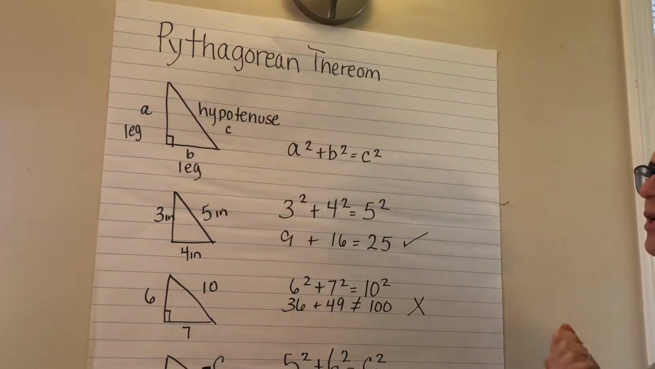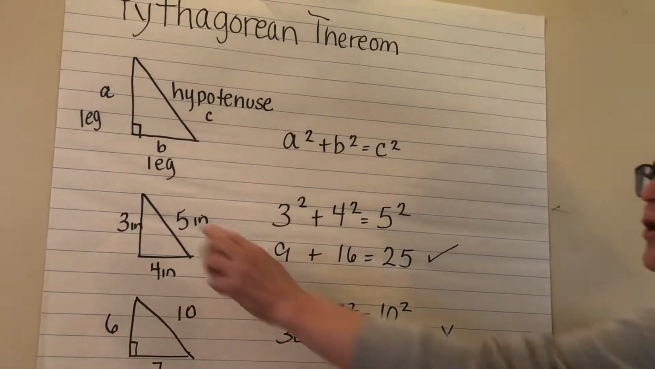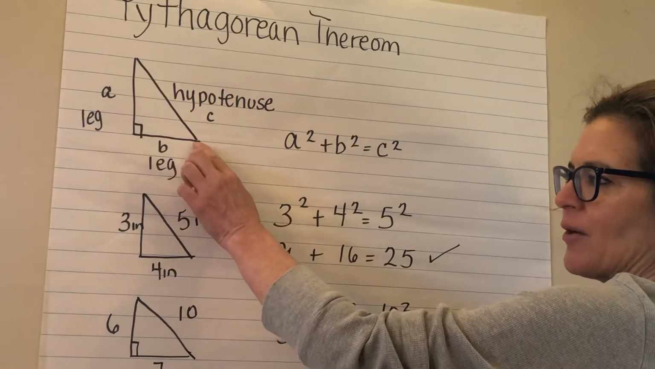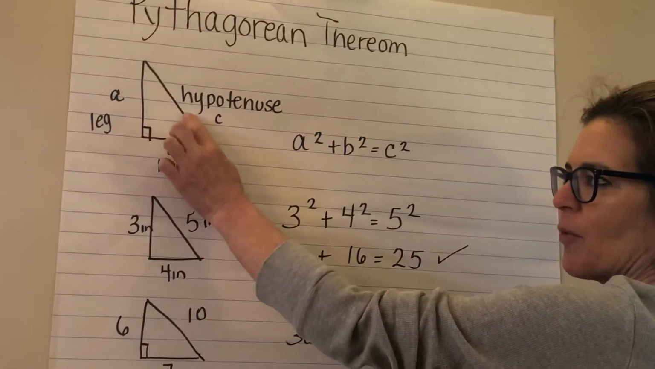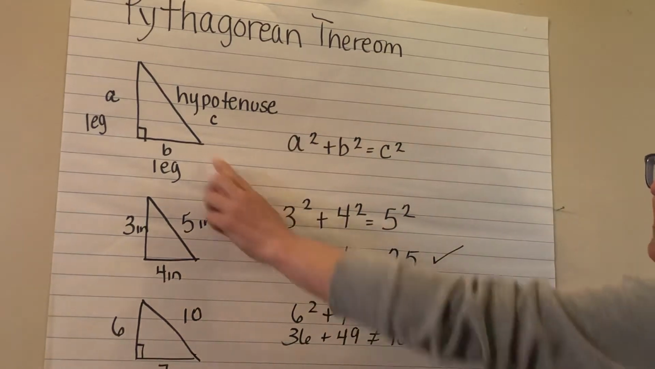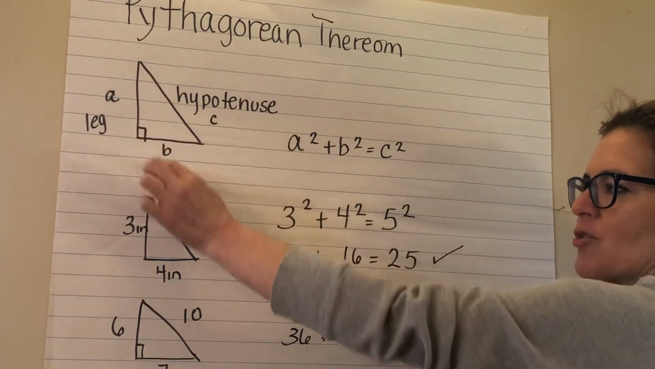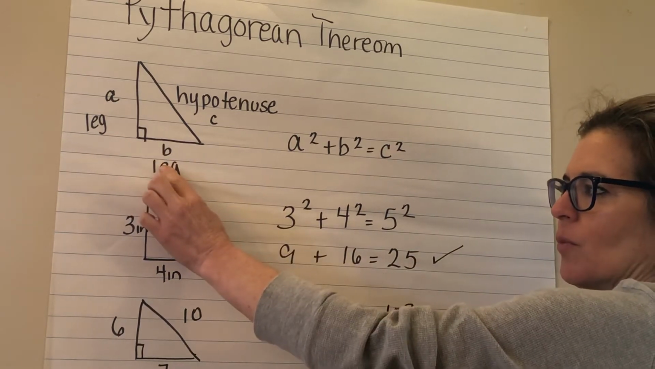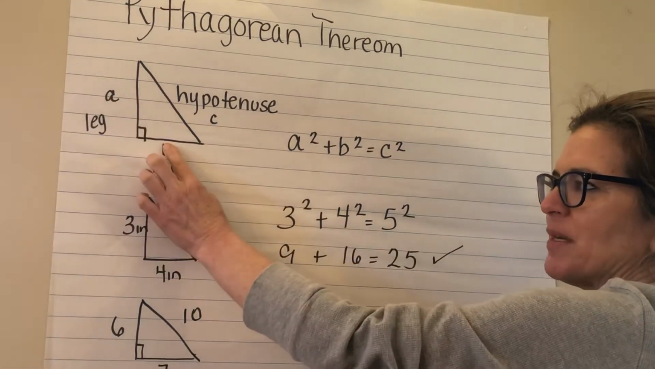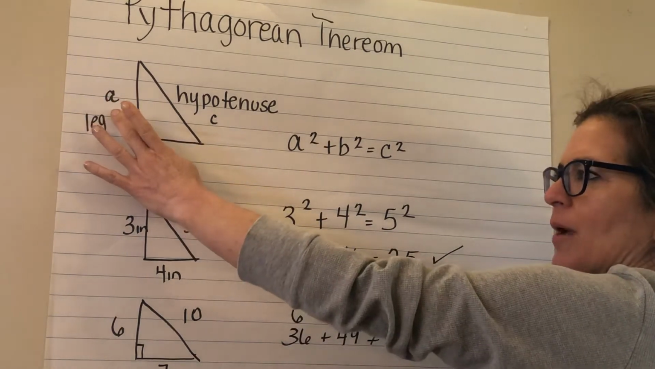Okay, so just to clarify the different sides of the triangle, this diagonal side that's across from the right angle is called the hypotenuse. We also look at that as the letter C. The two sides that form the right angle are called legs. We call them A and B. It doesn't matter if you put the A here and the B there, but they're both the legs, okay?